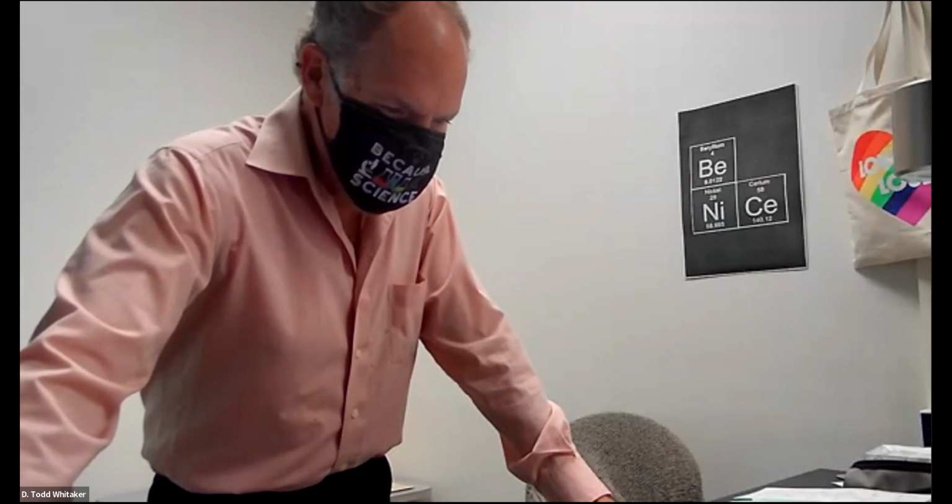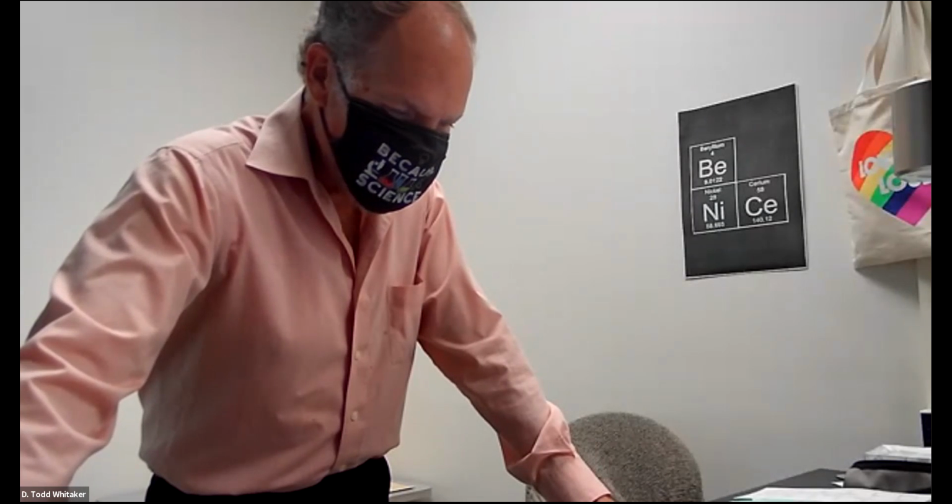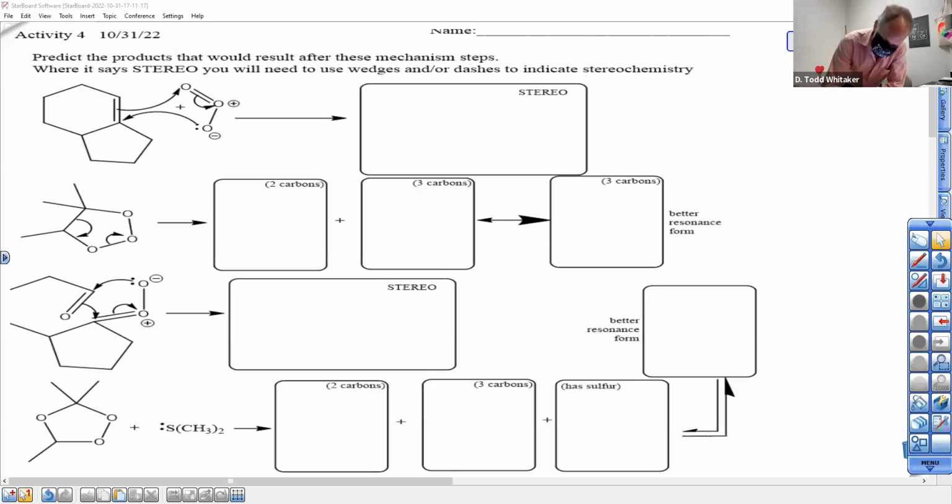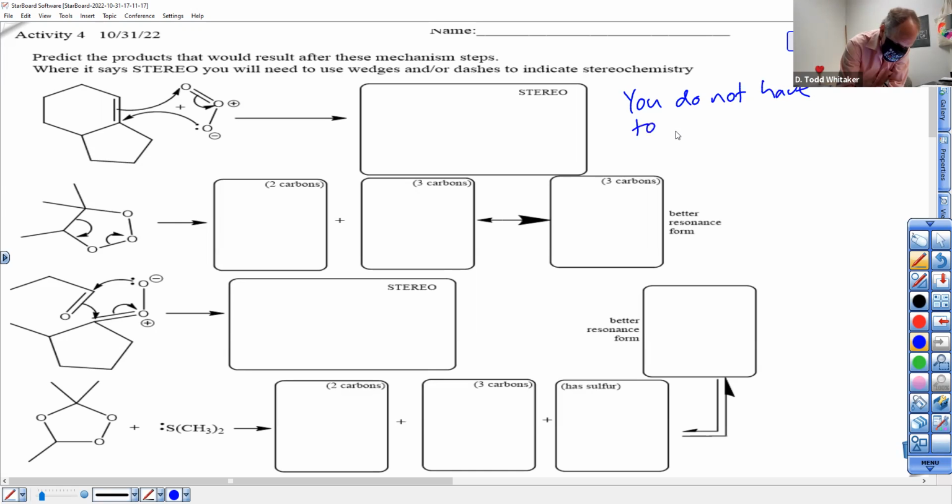We're going to continue our mechanism exploration using a mechanism you are not responsible for. That means you don't have to learn how to give me the arrows for ozonolysis. You do not have to learn the ozonolysis mechanism. What we have here is all the steps, but I took two different molecules.